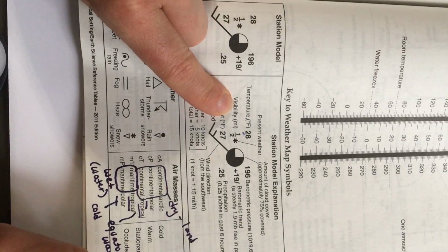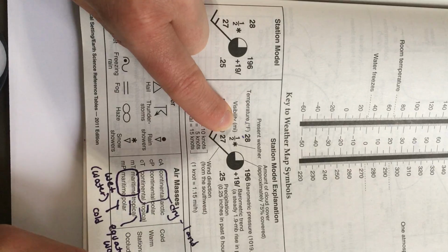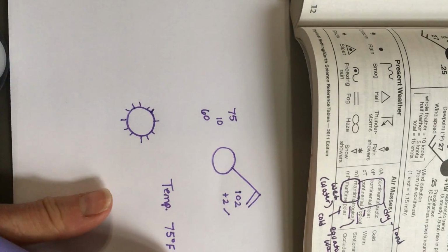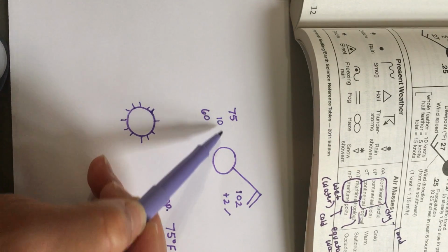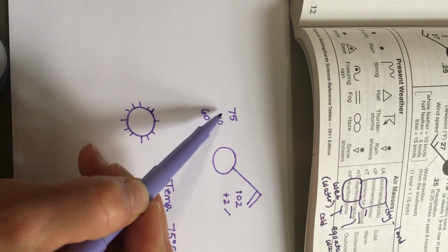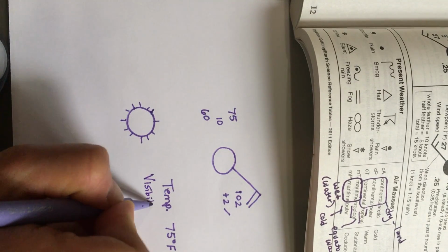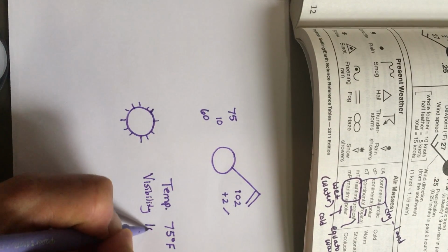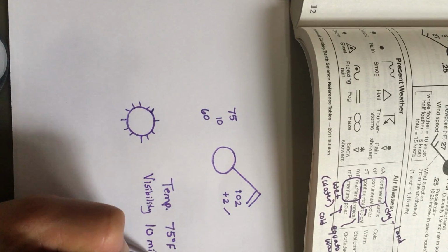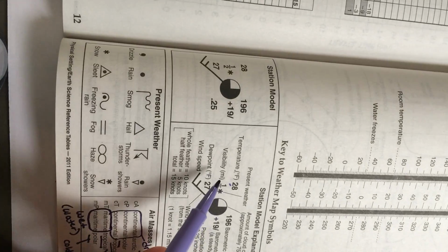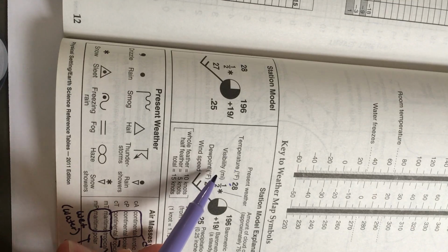The visibility is the next one, and this is always in miles. So if I went to the station model that I just quick sketched out, I found my visibility is the next one. This is at 9 o'clock maybe. My visibility is going to be 10 miles. Again, I only know it's miles because it says it right in my reference tables.